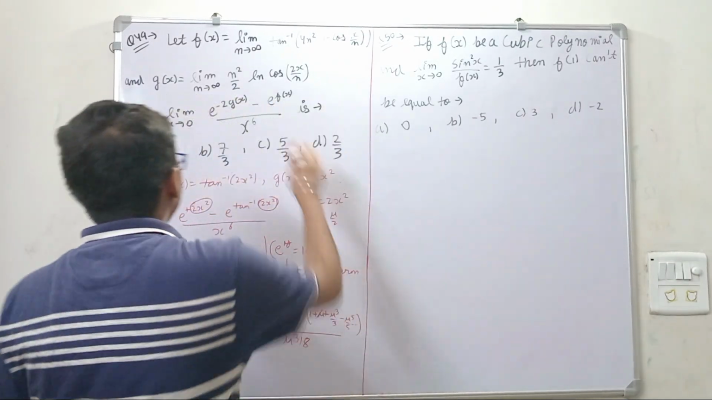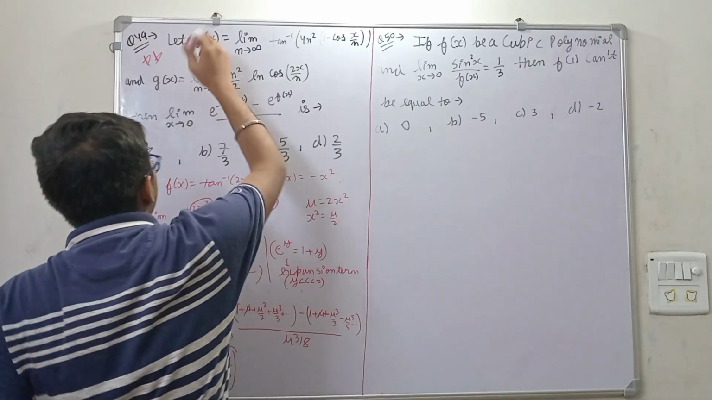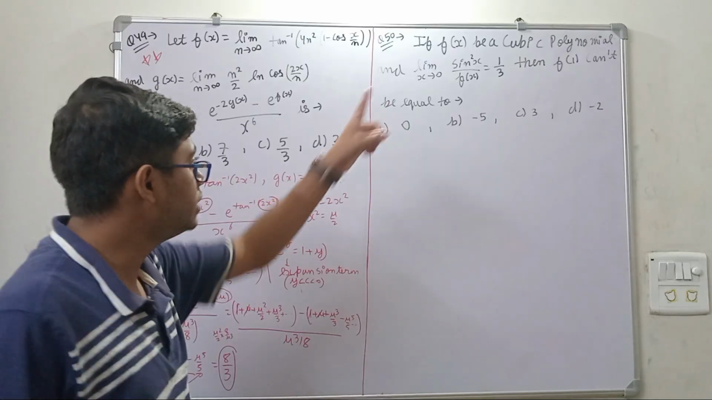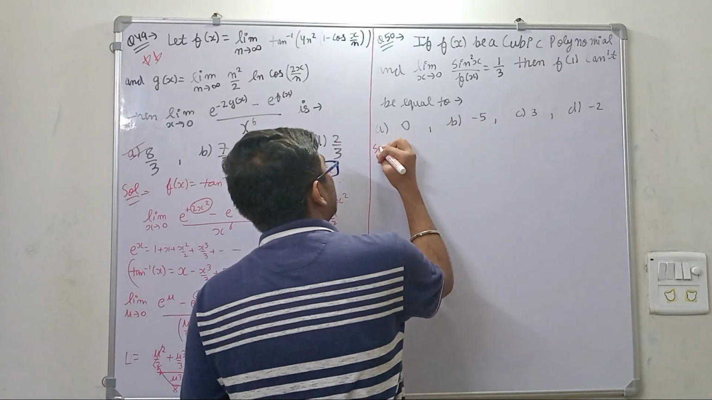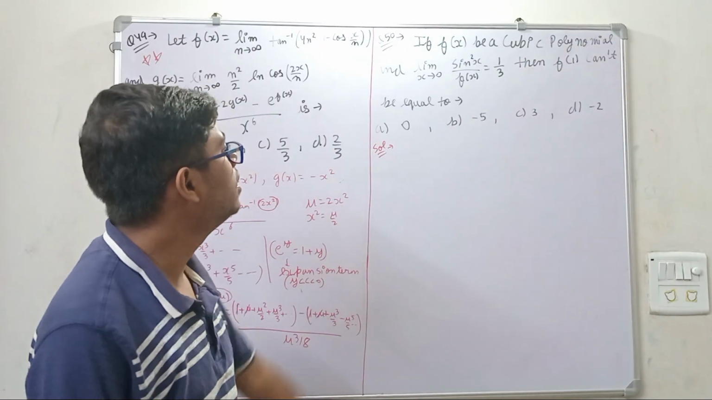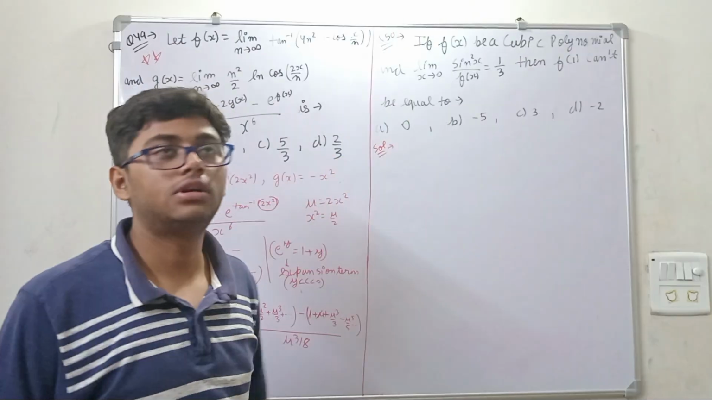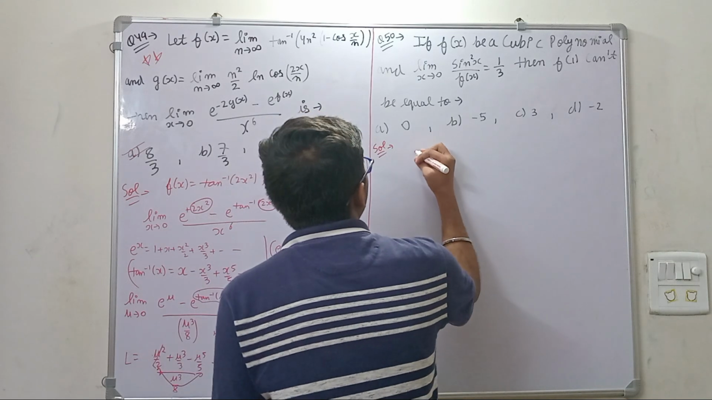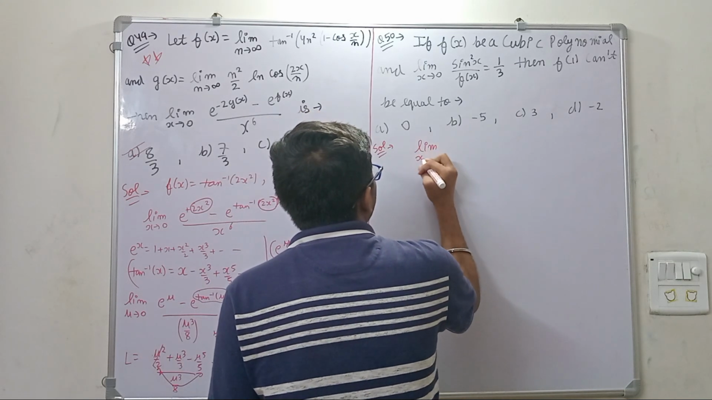Okay, this was a good question, where not only you have to find the function but you have to also find the limit. Okay, now let's move on to question number 50. So this question is saying you have been given f(x), a cubic polynomial. You need to tell f of 1, where limit x tends to 0 sin square x upon f(x) is 1 by 3.